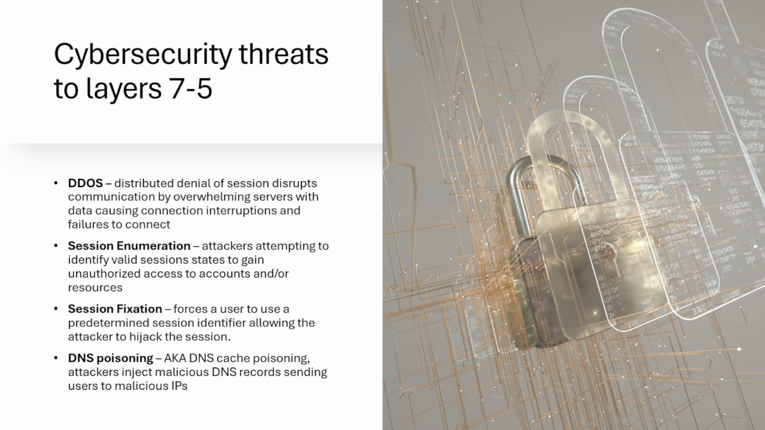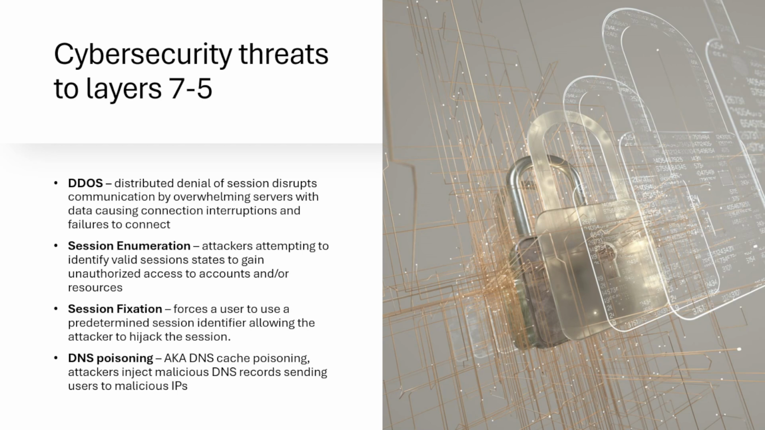Session fixation can also occur at layer 5, forces users to use predetermined session identifiers, allowing the attacker to hijack that session. DNS poisoning, aka DNS cache poisoning. Attackers inject malicious DNS records, sending users to malicious IPs. Your DNS translates web addresses like google.com into an IP and sends you to that website. If the cache is poisoned, no longer will www.google send you to the actual Google search engine. It'll send you to something else, which could potentially collect your login IDs or information.